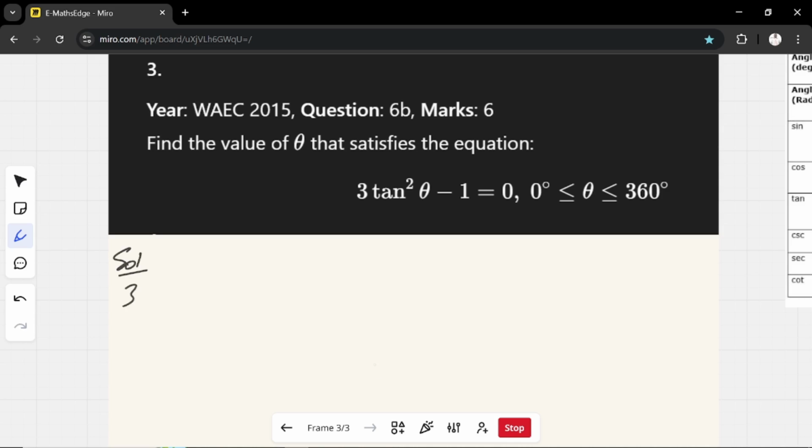Let's bring down the question, which is 3 tan squared theta minus 1 equal to 0. What we should be looking out for in solving this problem is to make tan theta the subject of the formula, such that whatever value we obtain for tan theta, we can go ahead and check the trigonometry table to get the corresponding angles in degrees. All right, so let's try to make tan theta the subject of the formula.